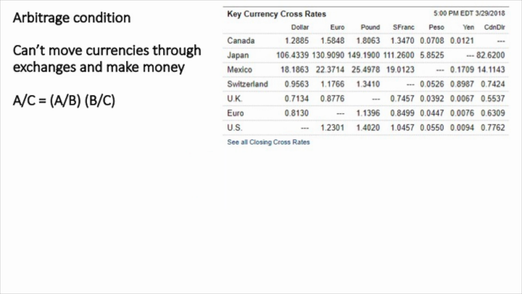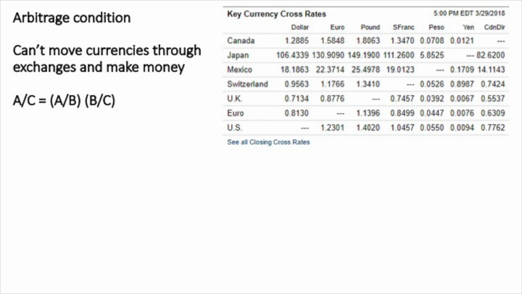The other rule is an arbitrage condition, and basically the arbitrage condition is that you can't transfer money from one country's currency to another and bring it back and make money. And that makes sense. There's a market out there, and if that existed, people would do it and make money at it and force the currencies back towards one another. The arbitrage rule is simply this. Take two countries' exchange rates, A over C, and that will equal A over B, B over C.